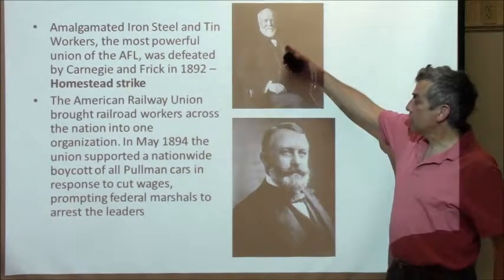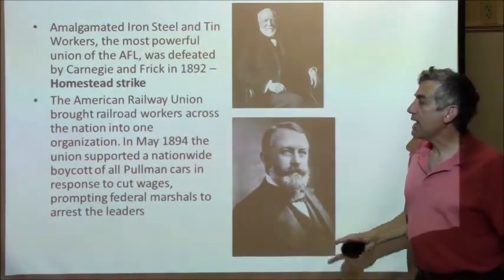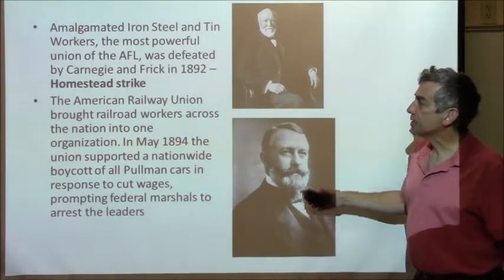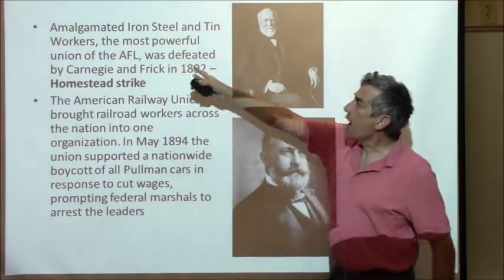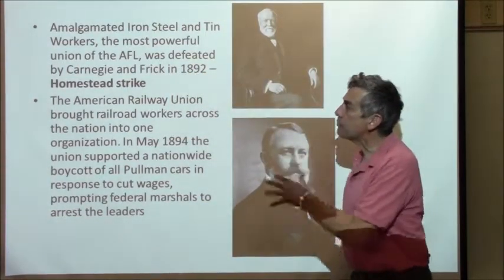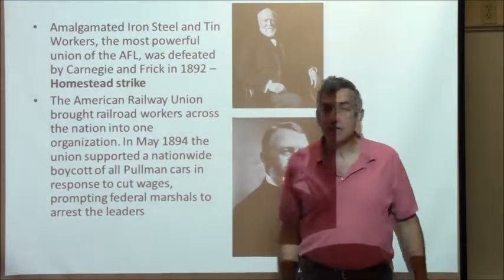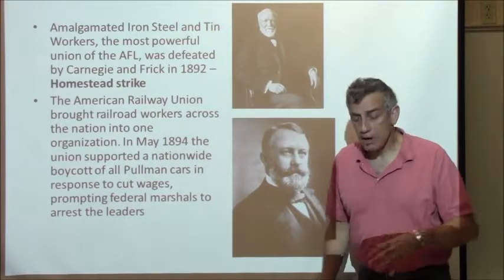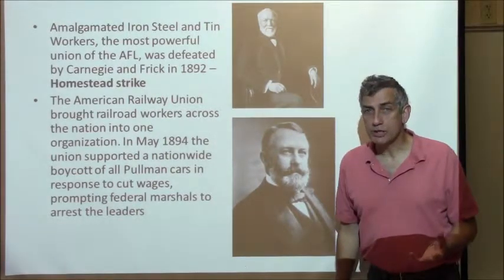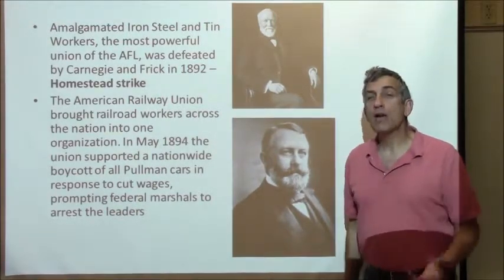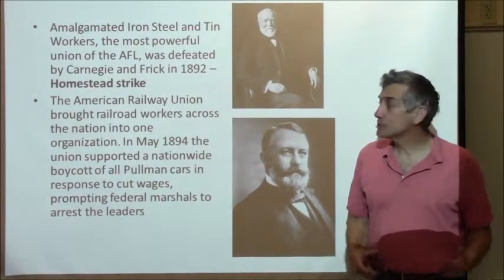This, by the way, is Andrew Carnegie. And this is Henry Frick. Anyway, Amalgamated Iron, Steel, and Tin Workers, the most powerful union of the American Federation of Labor, they were defeated by Carnegie and Frick in 1892 at the Homestead Strike. Frick had cut wages by 10%, and the strike occurred. Well, what happened was Frick hired Pinkertons to break up the strike.